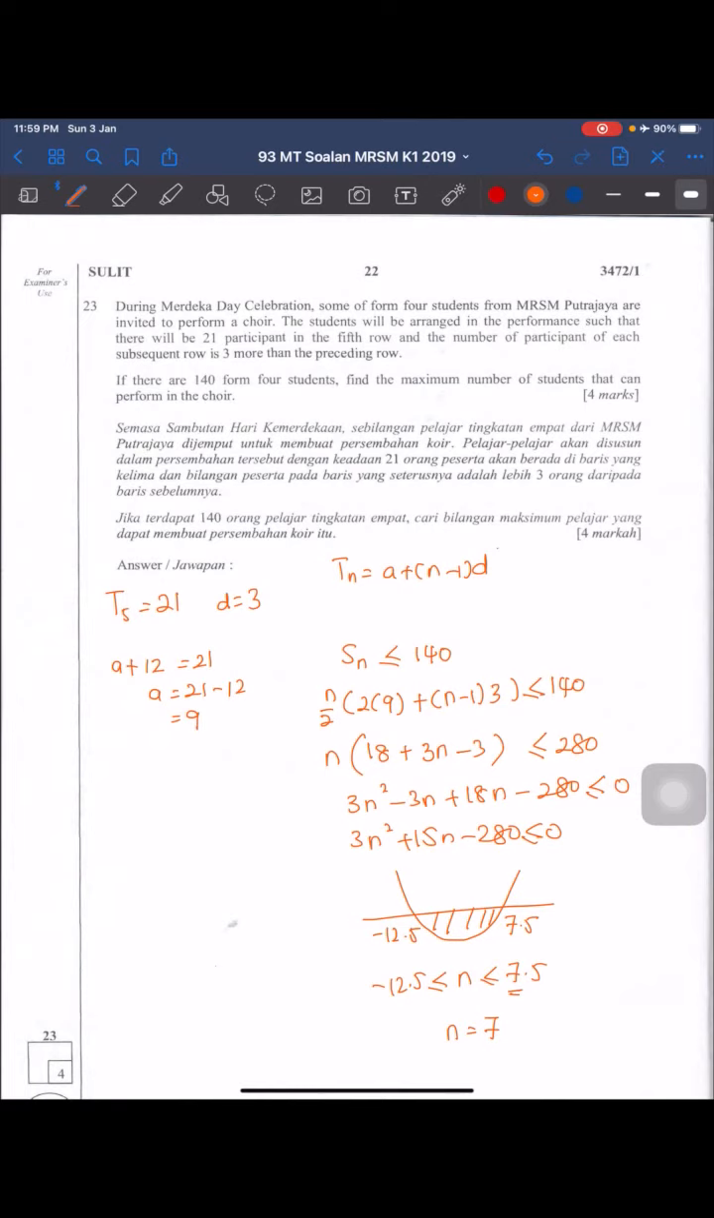Okay, so kita cari jumlah kalau ada 7 barisan. So S 7. So 7 over 2. 2a 9 plus n minus 1. 6d is 3. So 7 over 2 18. Okay, so tekan calculator.